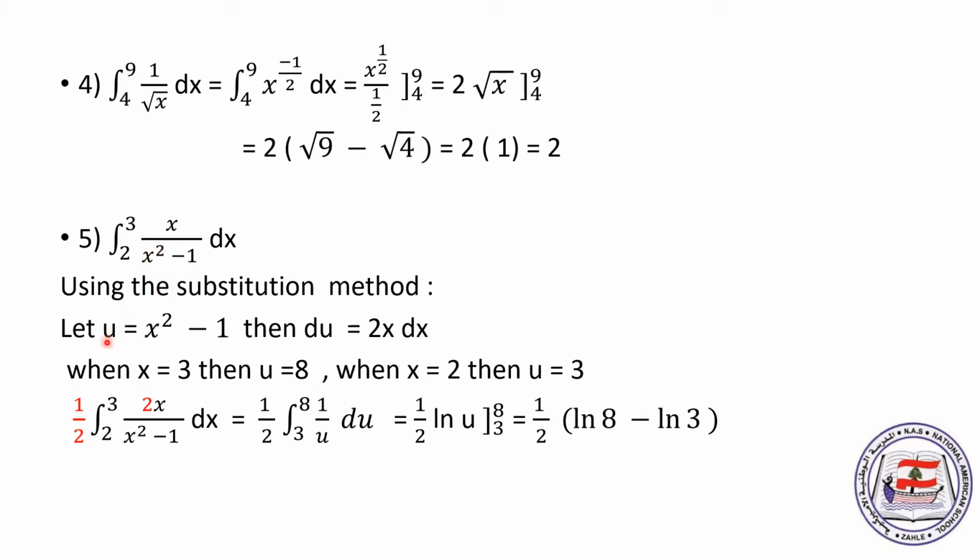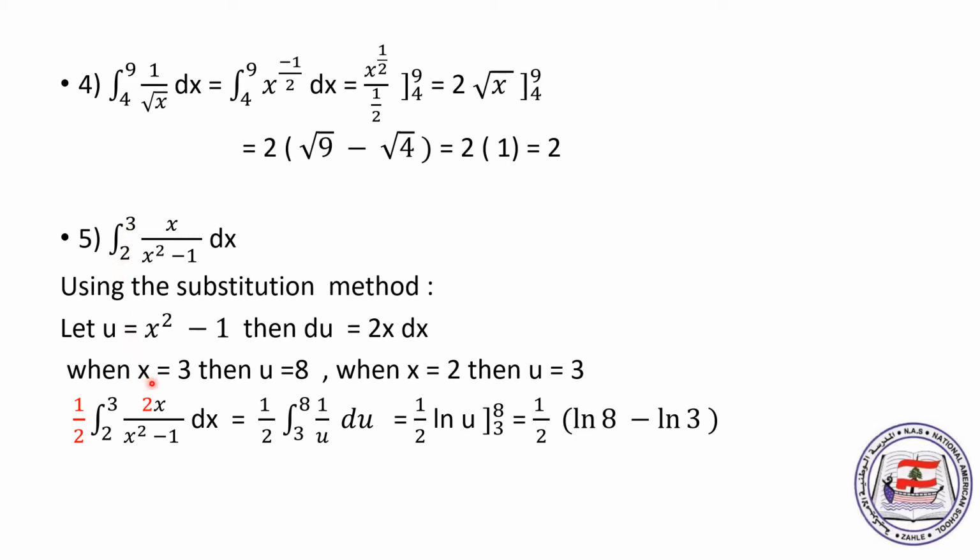And as we learned before, we need to take the supposition for the highest degree. So we need to take u equal x squared minus 1. The derivative over u gives 2x dx. Since we are changing the variable x, also the boundaries of the definite integral should be changed.